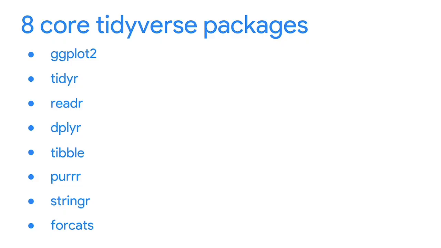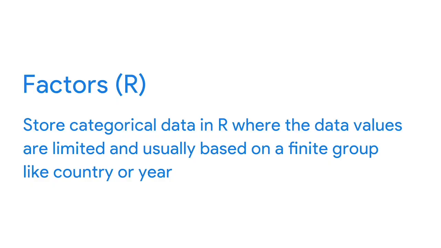The other four packages are definitely useful too, but you might not use them as often. Tibble works with data frames. Purrr works with functions and vectors, helping make your code easier to write and more expressive. stringr includes functions that make it easier to work with strings. Forcats provides tools that solve common problems with factors. As a quick reminder, factors store categorical data in R, where the data values are limited and usually based on a finite group like country or year. Using the tidyverse and its packages will help you fine-tune your analysis.